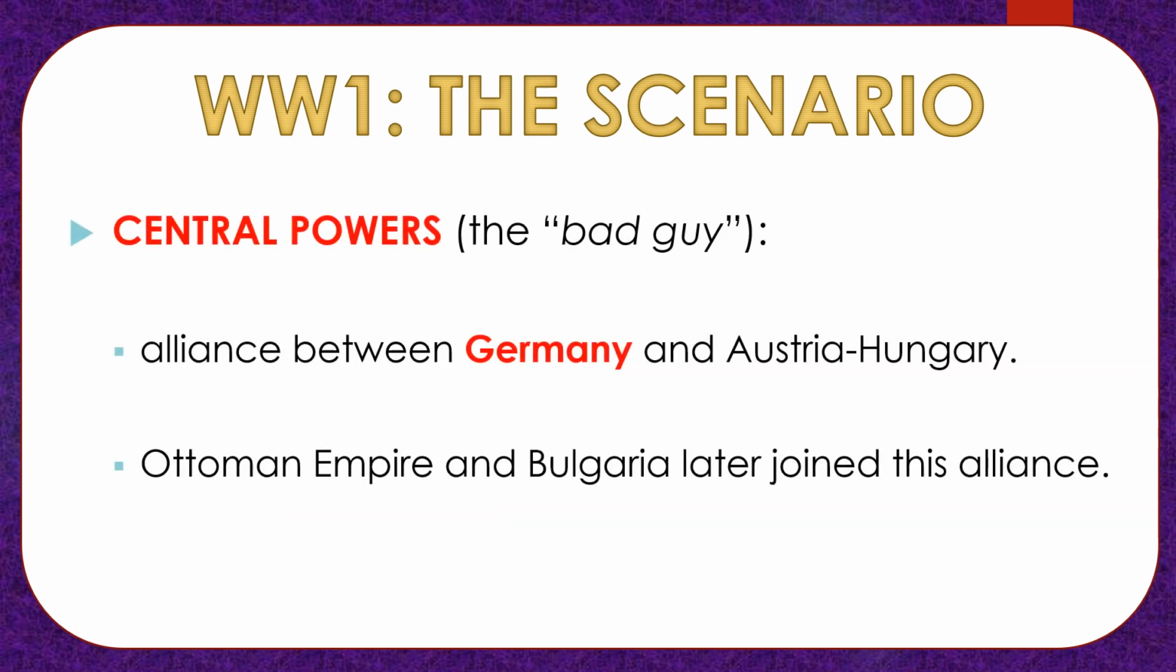Next, we have the Central Powers, or the bad guys, the enemies. It is an alliance between Germany and Austria-Hungary. The Ottoman Empire, or Empayar Osmania, and Bulgaria later joined this alliance. So this is the scenario that you all should already know because you learnt it in history. Dalam sejarah dah belajar kan? So sepatutnya dah tahu dan faham tentang World War One. But why is it important to know this? Let's see.